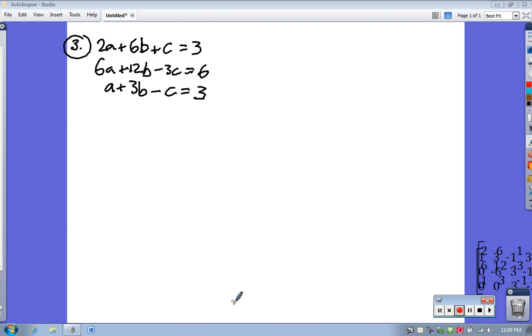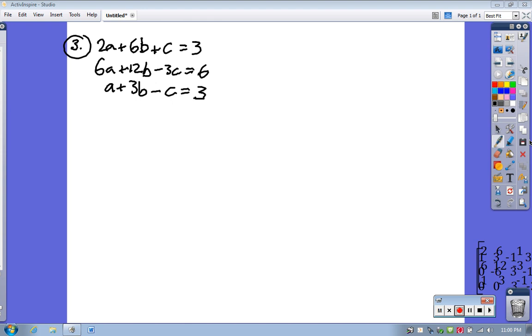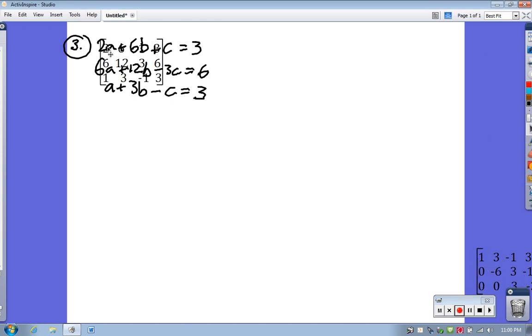This is Math 141, practice test number 3, problem number 3. I'm supposed to solve this system, and I'm going to use my calculator to do it. First off, I'm going to turn it into a matrix. Notice I can lift off those coefficients: 2, 6, 1, 3, 6, 12, negative 3, 6, 1, 3, negative 1, 3. Enter it into my calculator.